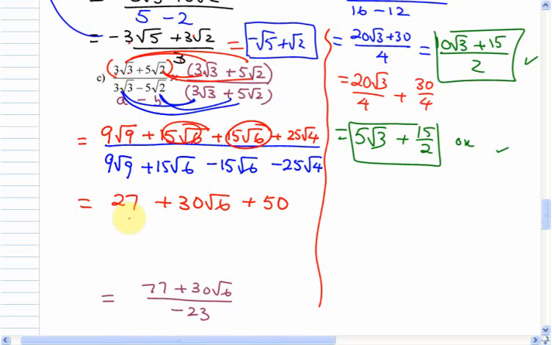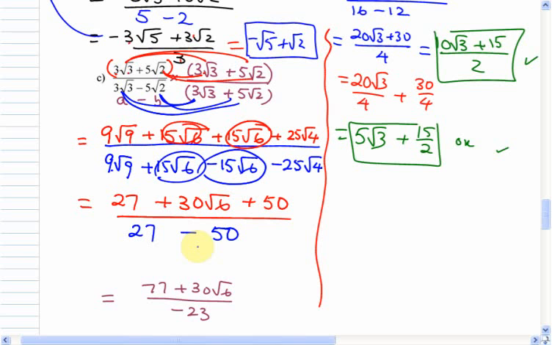Okay. In the denominator, 9 root 9 once again is 27. Now here in the denominator, the 15 root 6 and the minus 15 root 6, that becomes 0. And you have the 25 times 2, which is 50. And then what's 27 minus 50? I think that just equals to 23. And then 27 plus 50 gives you 77.